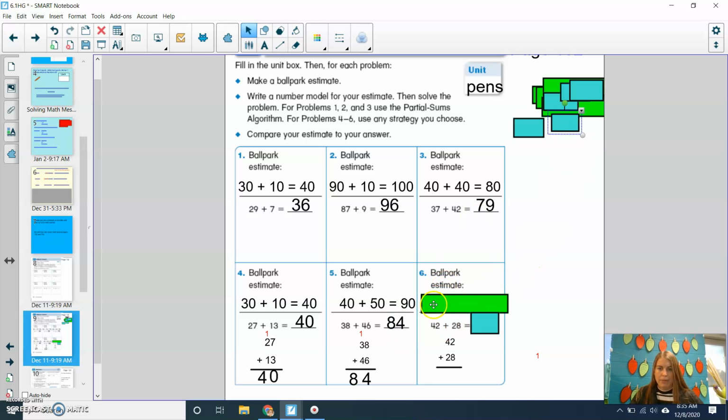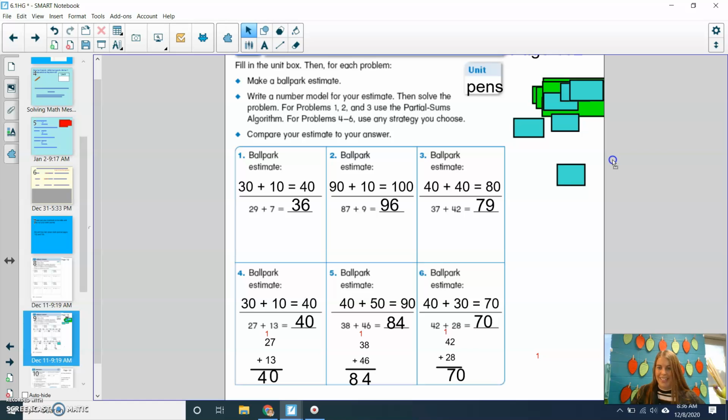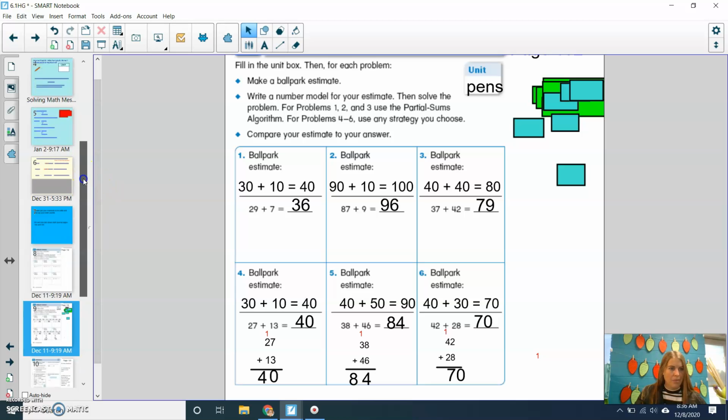And we'll try one last problem. 42 plus 28. I know 42 would round to 40. 28 is going to round to 30. 40 plus 30 equals 70. And then we know that 2 plus 8 is 10. So again, I'm going to carry my 1. And I'll put my 0 below. And 4 plus 2 is 6, plus 1 more is 7, giving me my answer of 70, which was actually the same thing as my ballpark estimate. So why don't you double check to make sure you have this page correct before moving on to math boxes.